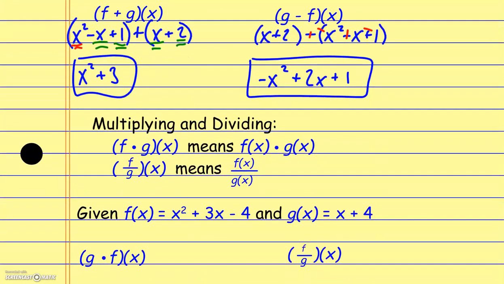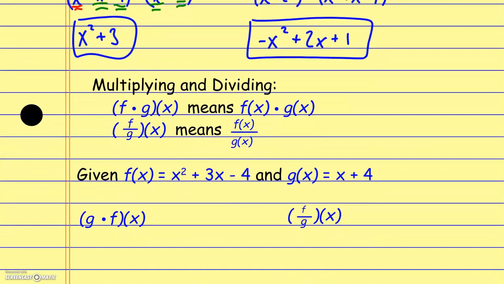Very similar for multiplying and dividing. If I have f times g of x, I'm multiplying the two functions. If I have f divided by g of x, I'm dividing the two functions, and again, this of x, I'm not multiplying by that. That's telling me what to plug into this function. So if I had f times g of 2, well, then I'd know to multiply the two functions and then plug a 2 in. Okay? So again, that's just denoting what we plug in here.